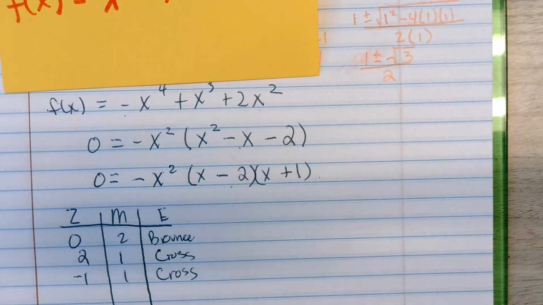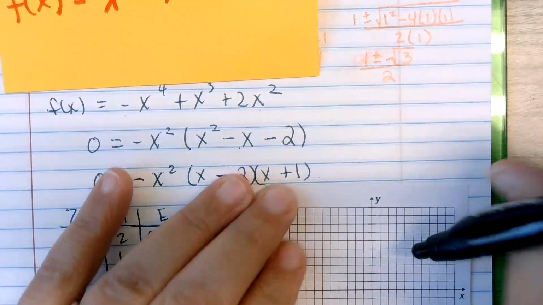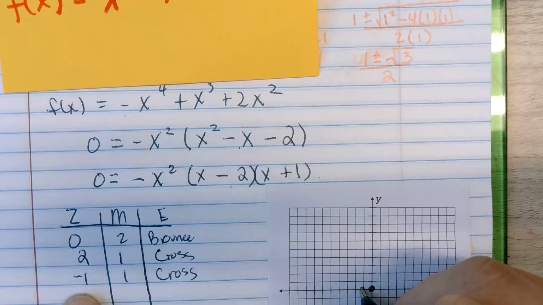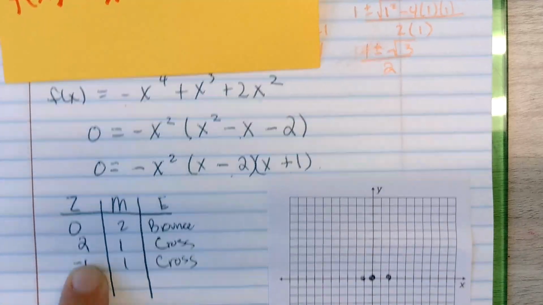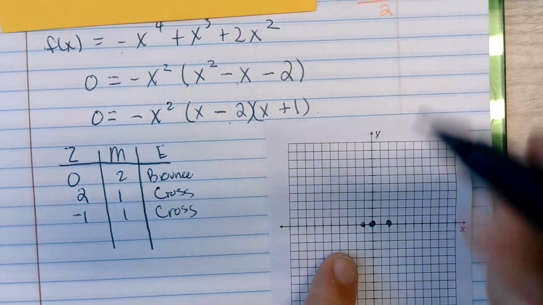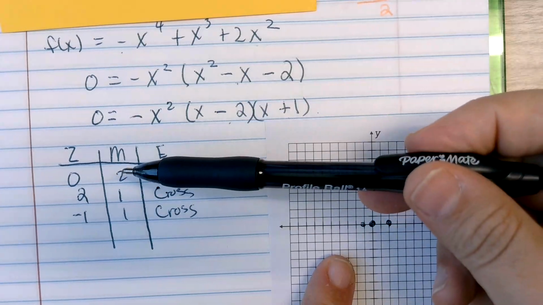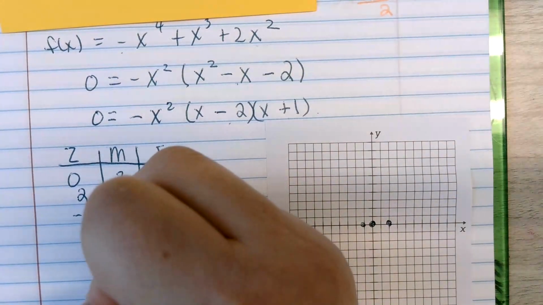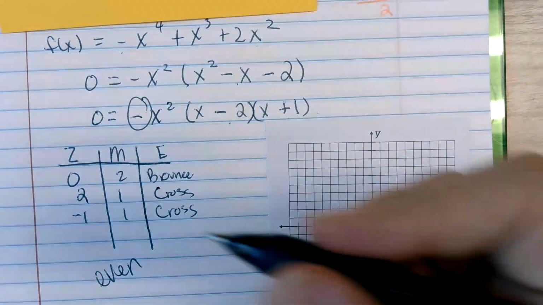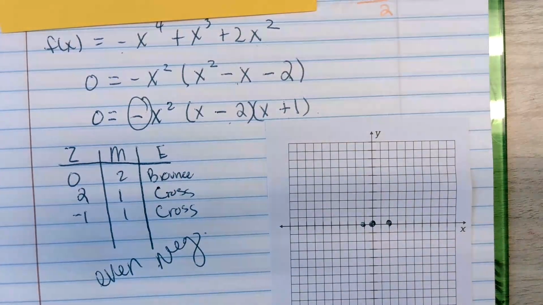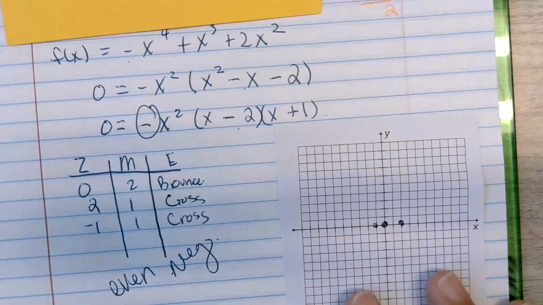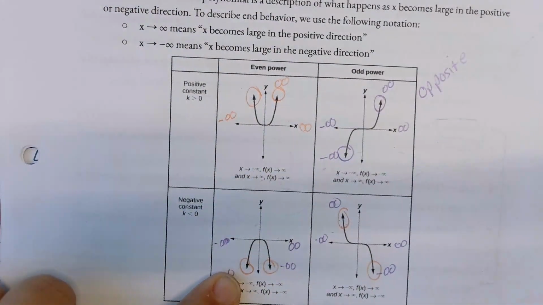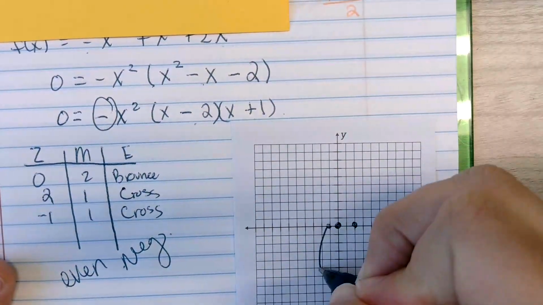Okay, so I can plot those zeros on my graph at 0, at negative 1, and positive 2. Okay, and I need to look at the end behavior, so I need to add up my multiplicity. 2, 3, 4. Good, this is even. And it's negative. So even negative, they go the same direction, both pointing down. So I can draw that in already.